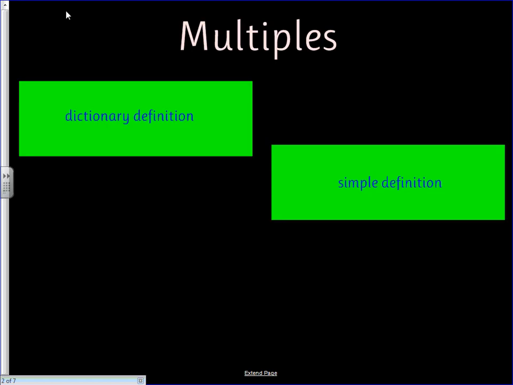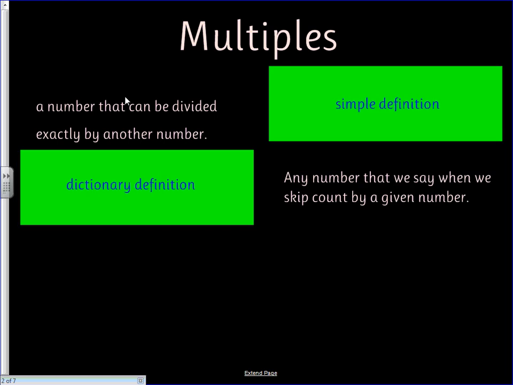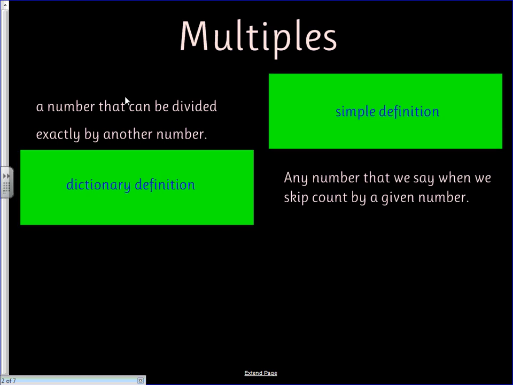As with any other concept, before we can start talking about it, we need to know what it means. If you were to look up multiples in the dictionary, you would find a definition that says a number that can be divided exactly by another number. Sometimes this becomes hard to understand. So if we were to look at a simple definition, we would see that it is any number that we say when we skip count by a given number.